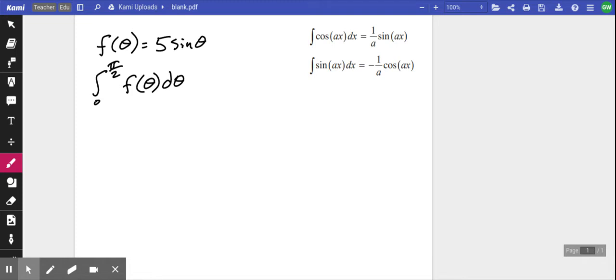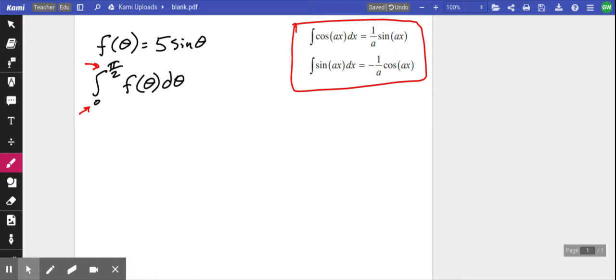Okay, let's have a look at this integral. We have the function of theta, so our variable is theta. The function of theta is 5 times sine theta. That's a trig function, so we need to use our rules for integrating trig, not polynomials. And we're integrating a definite integral, so we're integrating between limits from theta is equal to 0 to theta is equal to pi over 2.